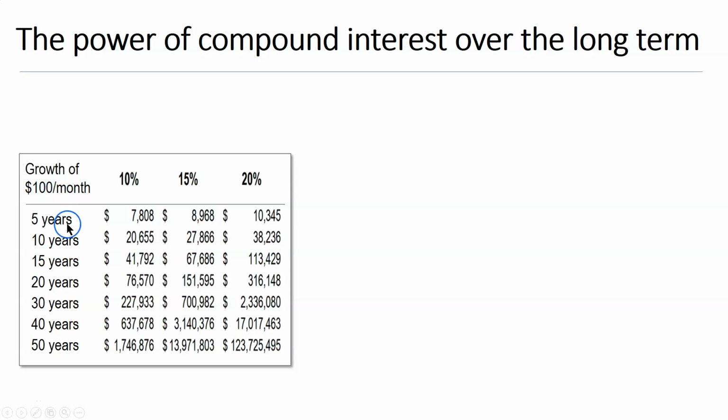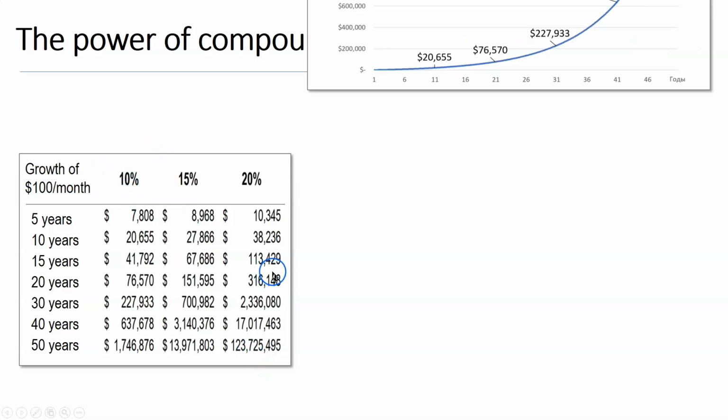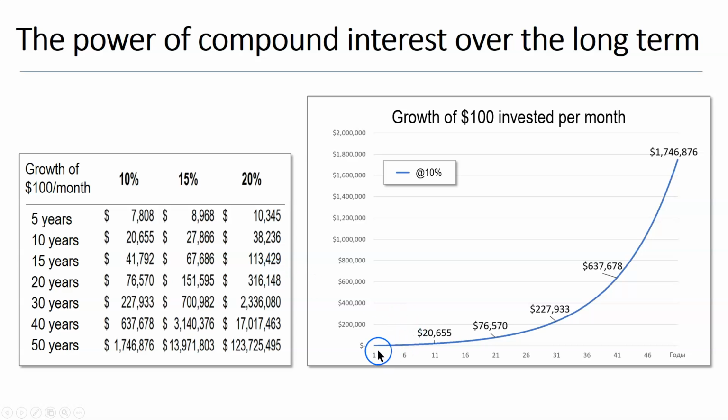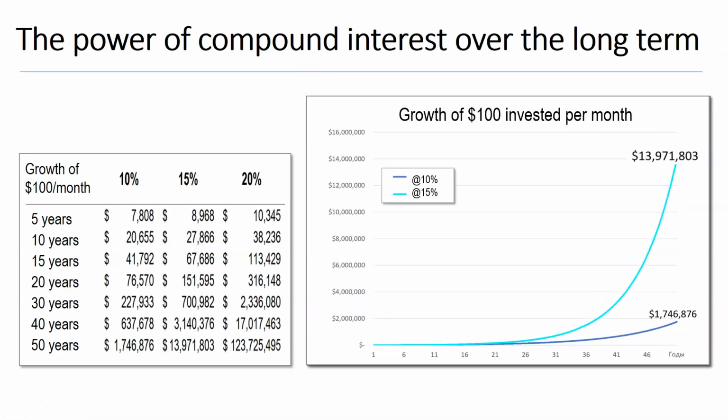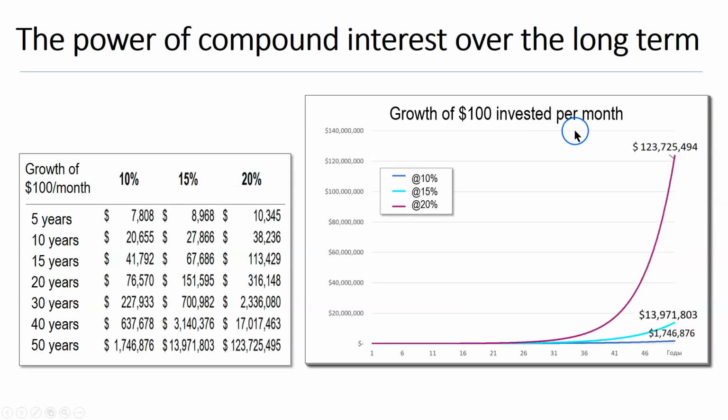If you start doing this now, by your retirement age, you will have huge amounts of money. Apparently, the rate of return on your investment will make a difference. Nevertheless, the results will be spectacular anyway. For example, if you manage to get only 10% return, by the time of retirement, you will have £1,746,000. If you manage to get 15% returns on your investment, you will get nearly 14 million in your bank account. This will be the value of your portfolio. If you manage to reach 20%, you will become a multimillionaire, £123 million, more than enough.